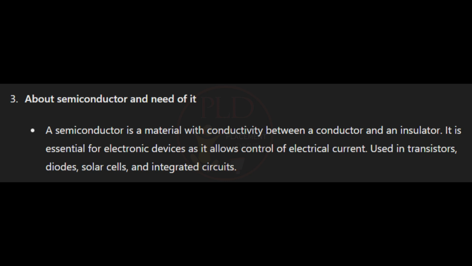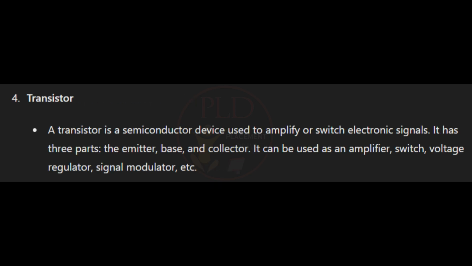And the fourth question is transistor. A transistor is a semiconductor device used to amplify or switch electronic signals, and it has three parts: the emitter, base and collector. It can be used as an amplifier, switch, voltage regulator, signal modulator and so on.